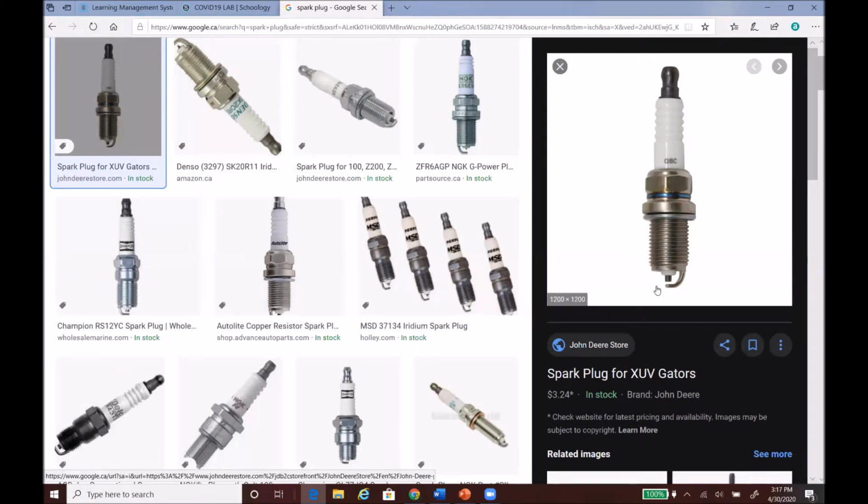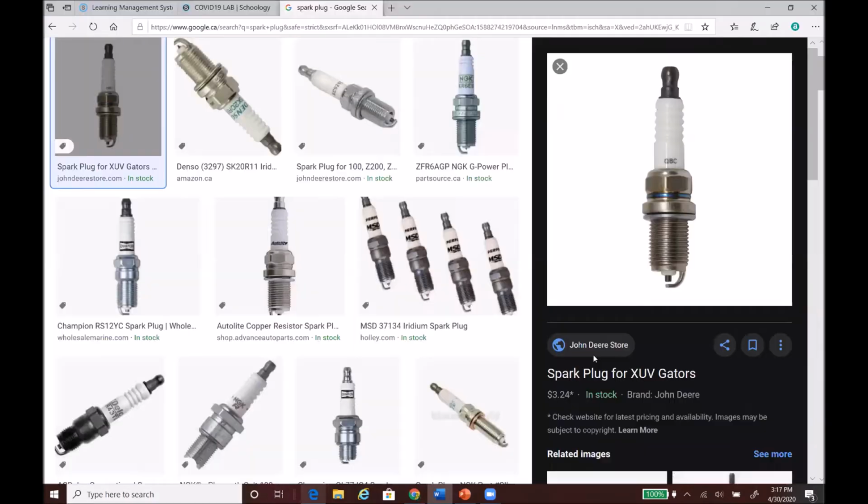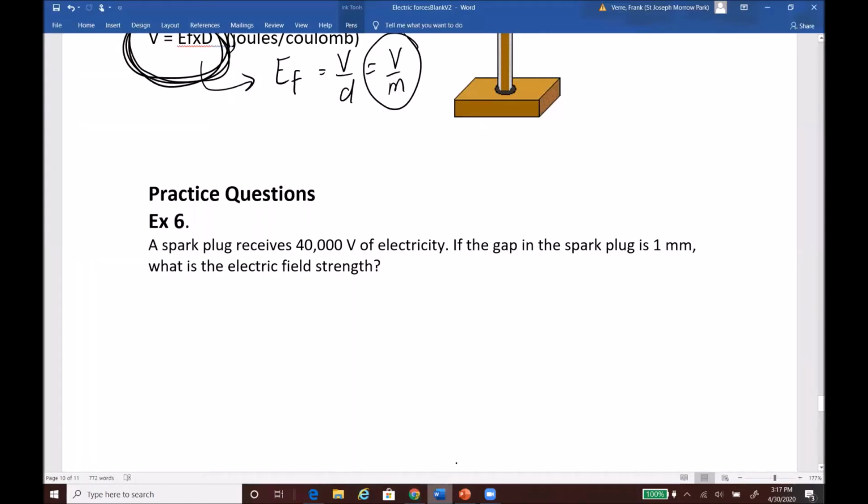So in this question here, we're looking at the gap of the spark plug. Again, the gap being this little area here, which is about 1 millimeter. There's a bit of variation with the distance, but I'm going to say it's about 1 millimeter. So the question is, what is the electric field strength generated by that spark plug if it receives, let's say, 40,000 volts of electricity?